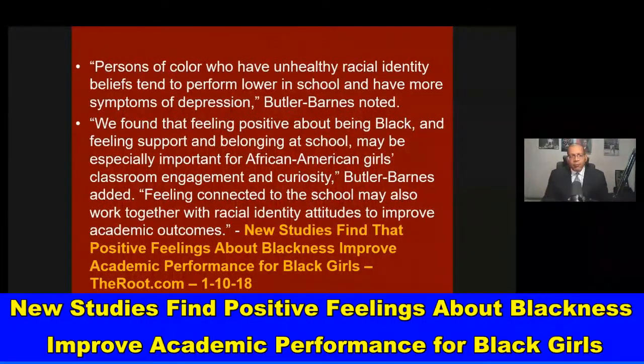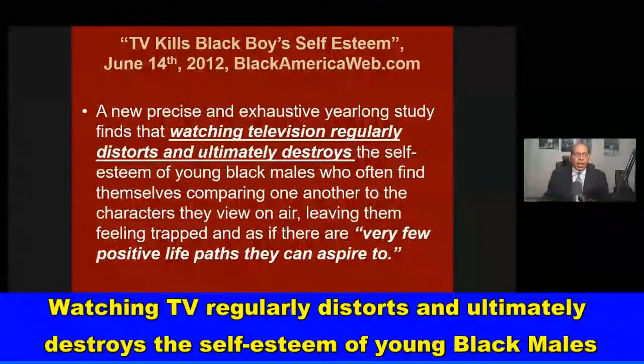She went on to say, we found that feeling positive about being Black and feeling support and belonging at school may be especially important for African-American girls, classroom engagement and curiosity. Feeling connected to the school may also work together with racial identity attitudes to improve academic outcomes. Read this article here from theroot.com. New studies find that positive feelings about Blackness improve academic performance for Black girls. This is from January 10th, 2018 from theroot.com.